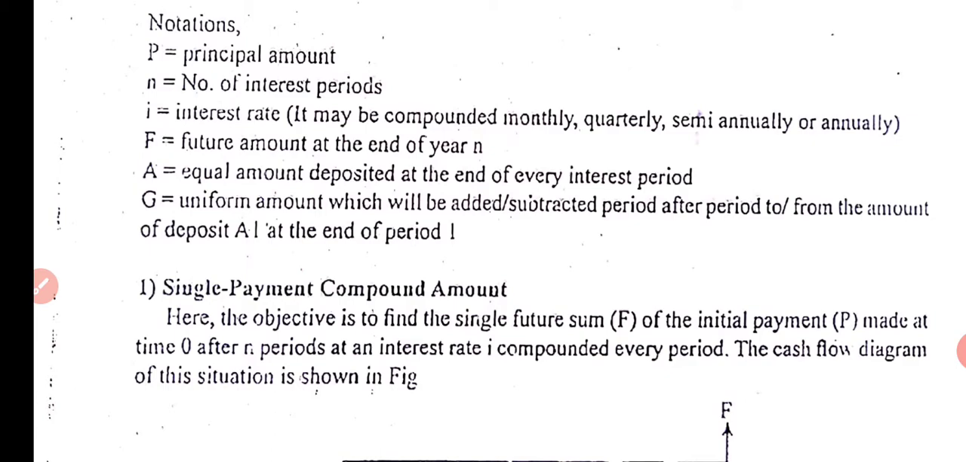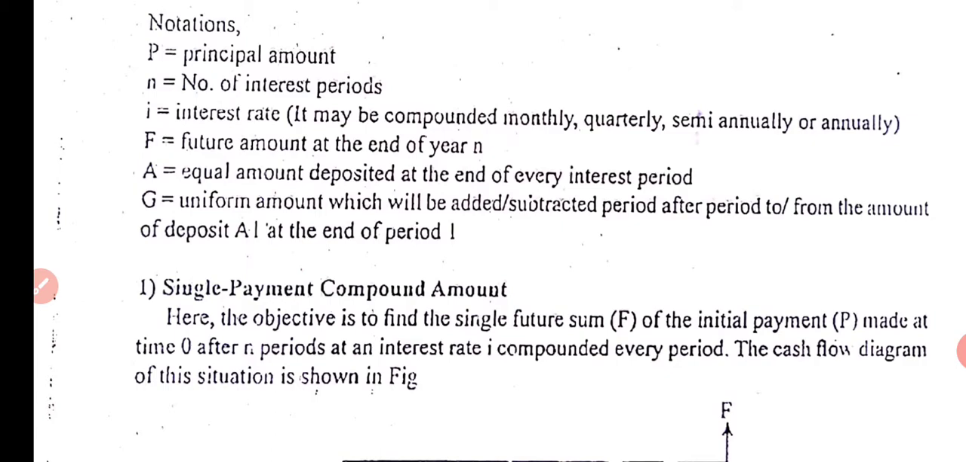P stands for the principal amount. N is the number of interest periods. I is the interest rate, and interest can be calculated daily, monthly, quarterly, semi-annually, annually. And this interest will be like 8%, meaning 8 by 100, that is 0.08. F is the future amount at the end of year N.